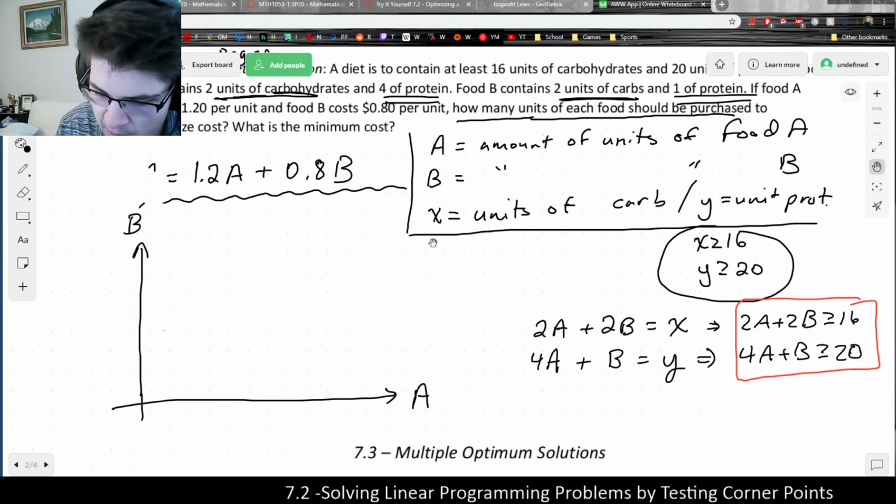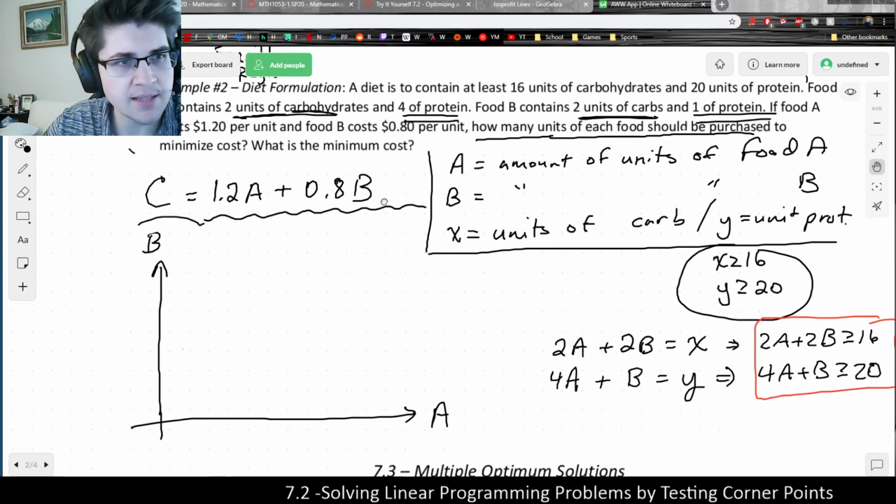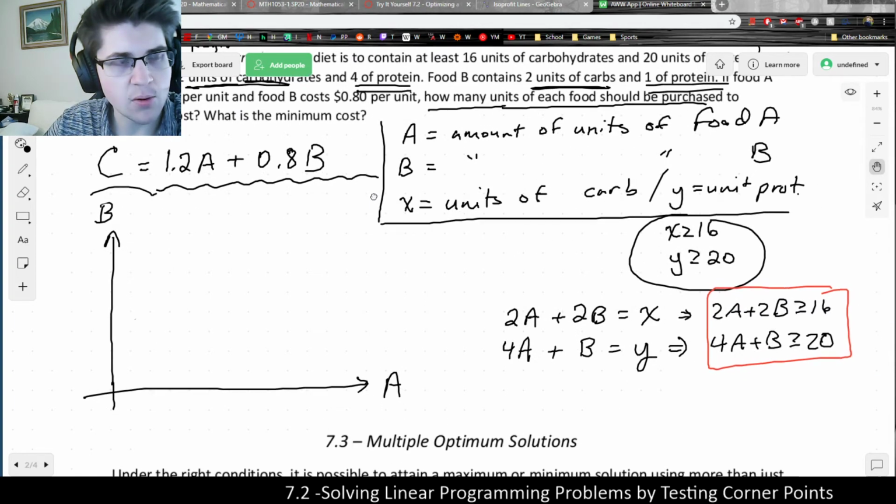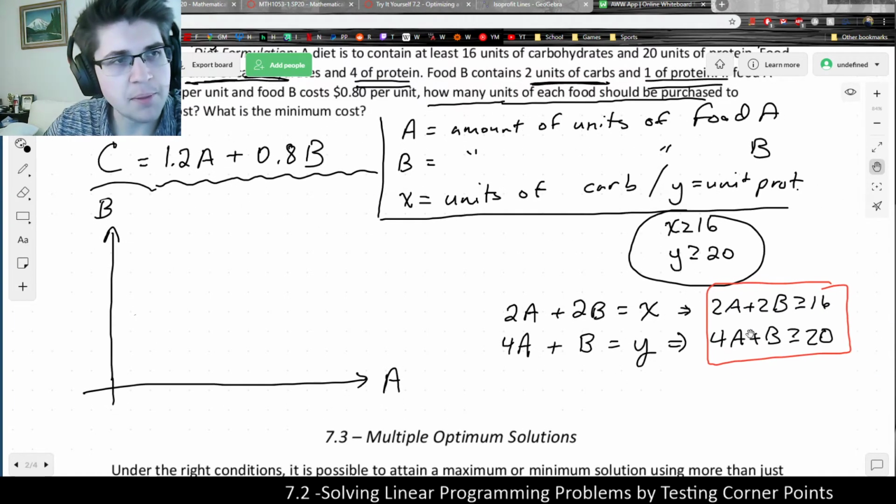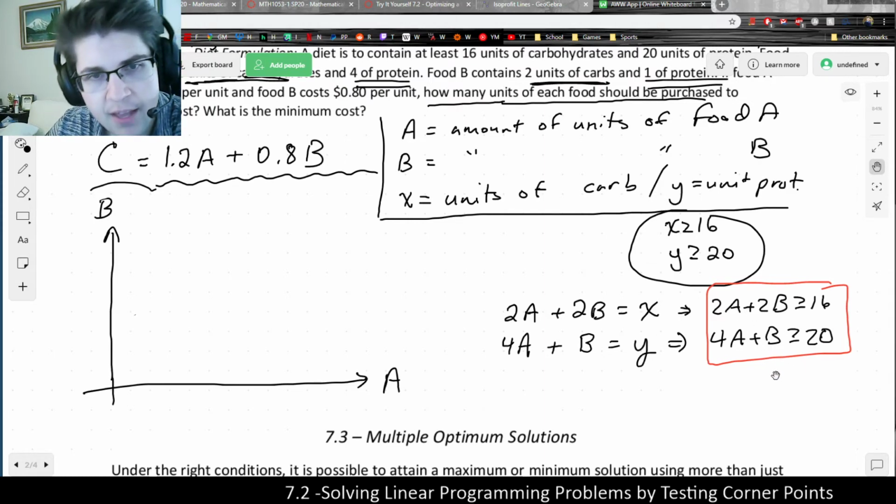So anyways, now we have everything we need to know. We have the constraint equations, and we have the cost equation. And our goal is to minimize cost. But basically now I want to build my graph as we did in the previous example. So I have that 2a plus 2b is greater than or equal to 16. So I want to graph the boundary equation. So the intercepts for this will be (8, 0) and (0, 8).